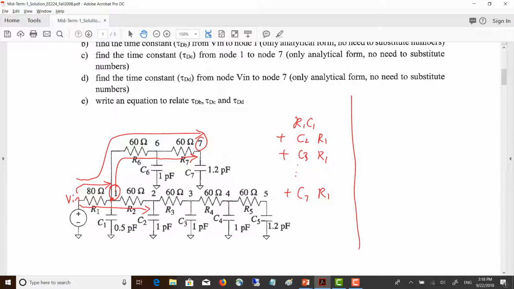Here I was talking about V in to node 1. Now let me look at node 1 to node 7. I have already drawn the path, and now we follow the same rule again. Just sum over all capacitors, C1, C2, all the way to C7, and then we find the shared path. So from 1 to 7, it is this path I just mentioned. Then how about from 1 to 2?